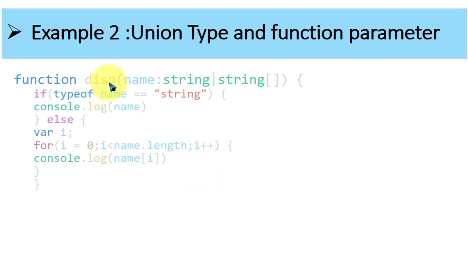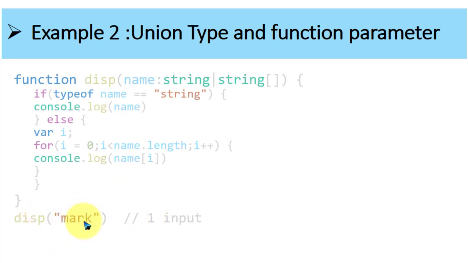Here the disp function is used like a display function. The parameter is name, but the type of that parameter is string or string array. Now two types are assigned, so it can be a single string argument or the complete string array that I assign to the name variable. Here I check if the type of name is equal to string, then console.log name, else I print the complete array, whatever values are available in it. Are you getting it? It's very straightforward.